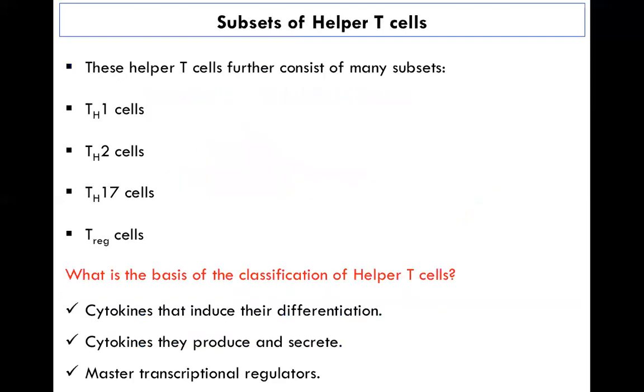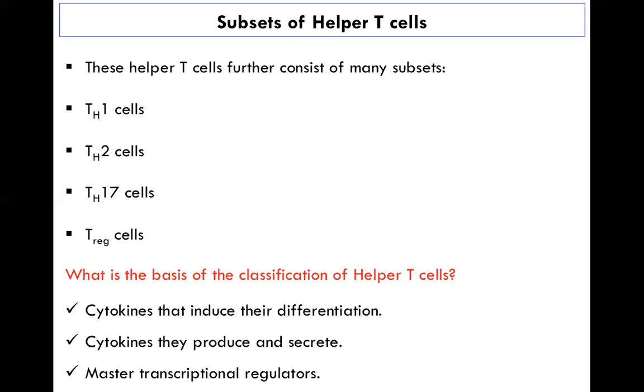In order to understand the function of helper T cells, we need to develop an understanding of the subsets of helper T cells, because for their functioning, they first get differentiated into different subtypes and then perform their functions accordingly. So in this lecture, we will discuss the four most common subtypes: TH1 cells, TH2 cells, TH17 cells, and T regulatory cells.